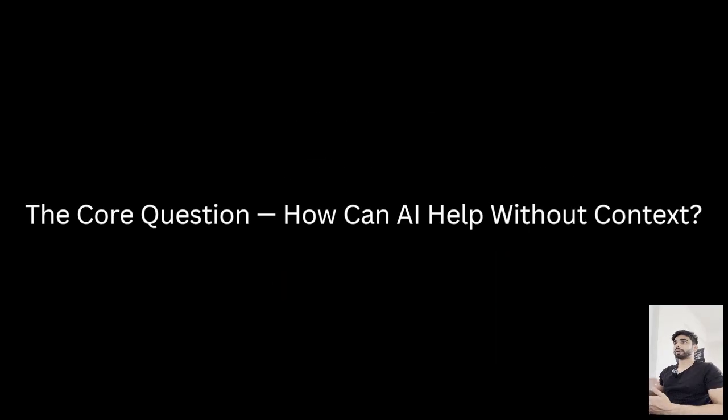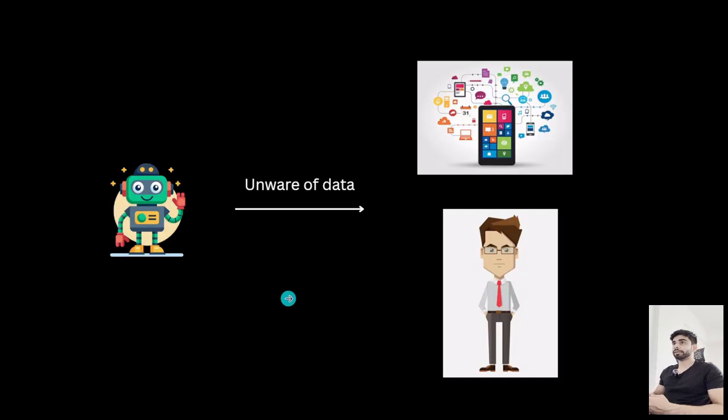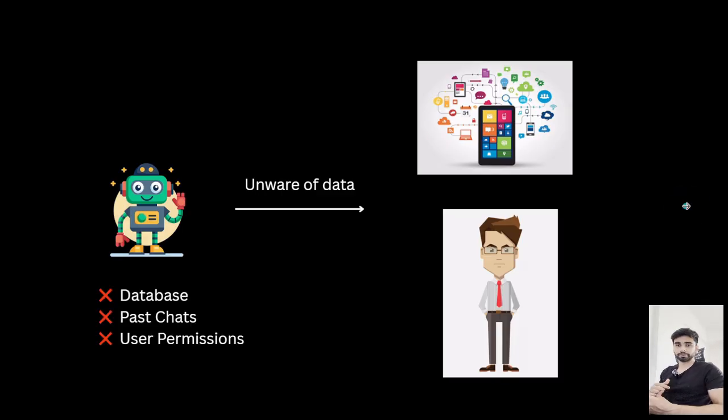The core question: how can AI help without context? At this point, we have to ask the obvious question. If the AI does not know anything about our user or our app, how is it supposed to help? Think about it. You are building a support chatbot and the user asks, when does my plan expire? The AI does not know the user, the database, what plan they are on, or what permissions they have, so all it can do is guess. It does not magically connect to our database, it does not remember past chats, it does not know your rules. So even the smartest AI in the world is useless without context.